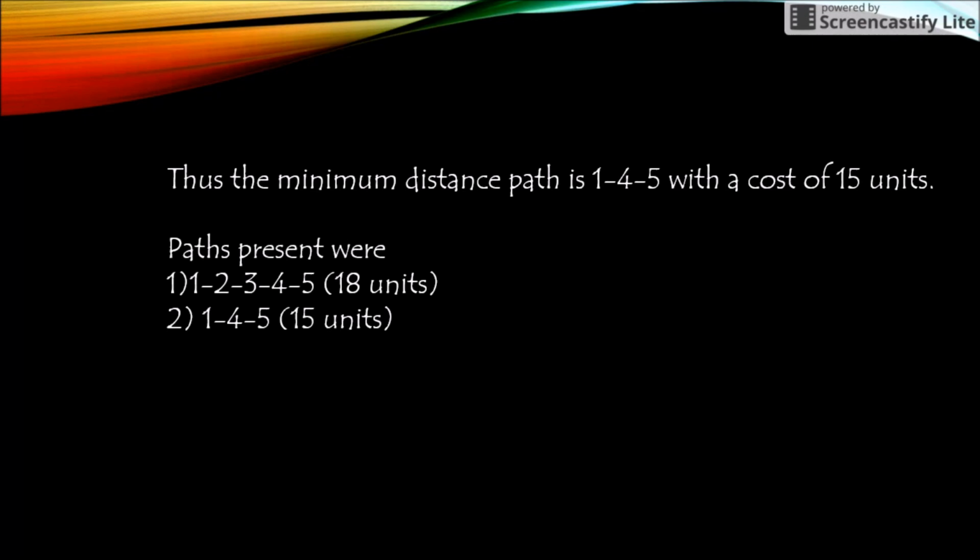Thus, the minimum distance path out of the options present is 1, 4, 5 with a cost of 15 units. And we have effectively used Dijkstra's algorithm accordingly to find the shortest route. As we know, in day-to-day networks, we have long routes, but this example was quite a similar one.